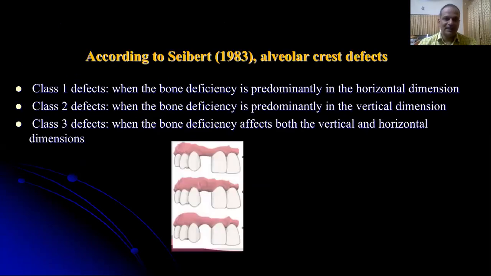According to Seibert in 1983, alveolar crest defects have been classified into three types: class 1, class 2, and class 3. Class 1 defects are when the bone deficiency is predominantly in the horizontal dimension, class 2 defects when the bone deficiency is predominantly in the vertical dimension, and class 3 defects when the bone deficiency affects both vertical and horizontal dimensions.